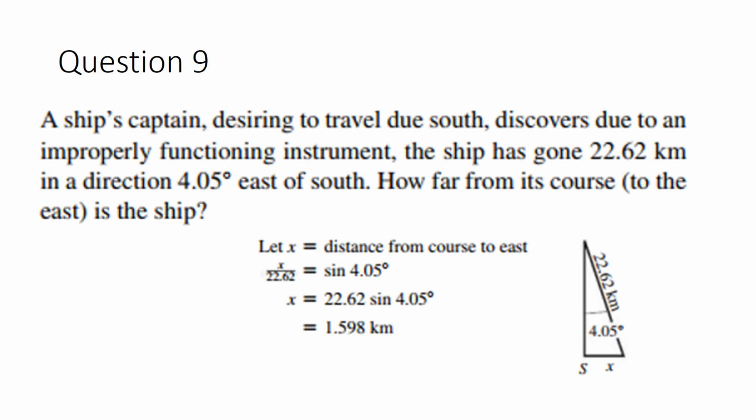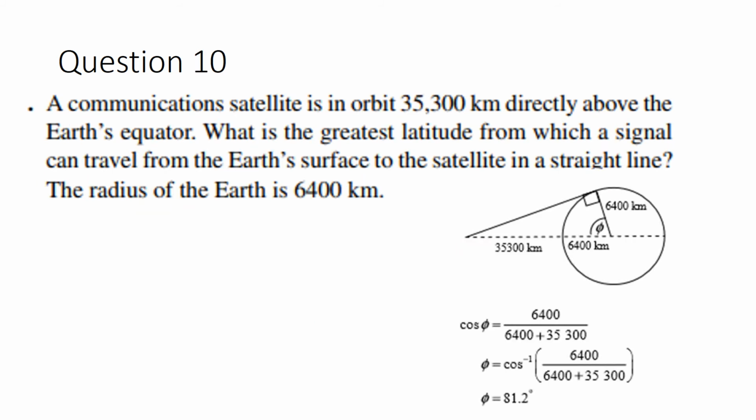Question number 9, we want to know how far from its course to the east of the ship. So you let x be the distance from course to the east, and then we have this triangle. And so we know that this angle here is 4.05 degrees, and so we have x divided by the hypotenuse 22.62 is the sine of that angle. That's the opposite over the hypotenuse. So x is equal to 1.598 kilometers.